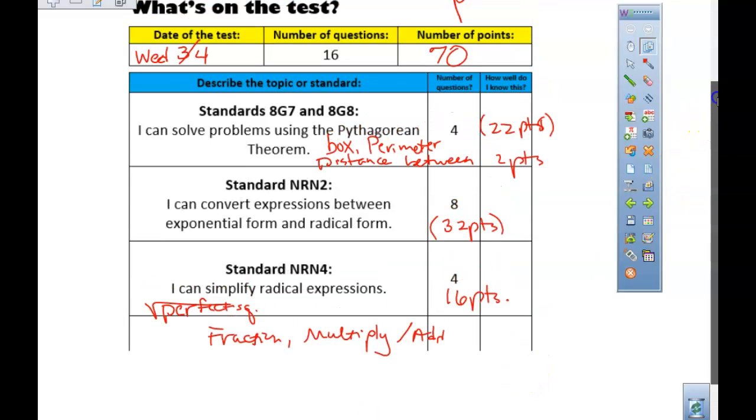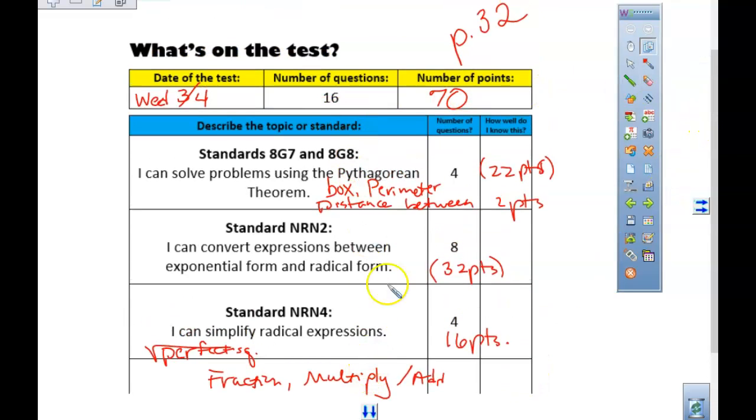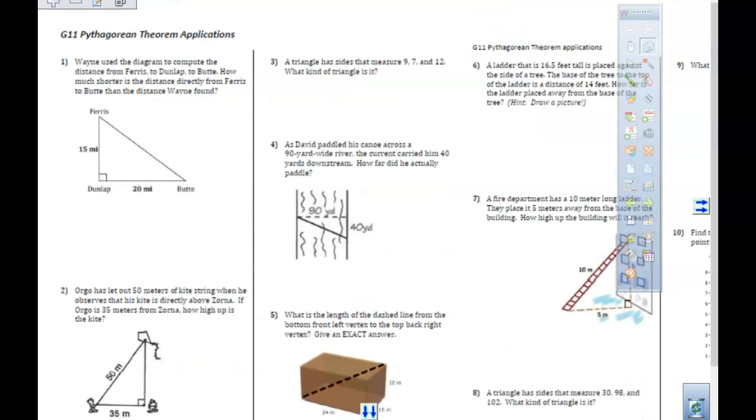So as you look at the 16 questions, 70 points, questions on any of these standards or what we're looking at for the test. Again, some of you on the last quiz didn't do too great on some of these. Go back over them, make sure you know how to put them in your calculator, look at what you were doing. I would like you, if you would, turn right now to G11.